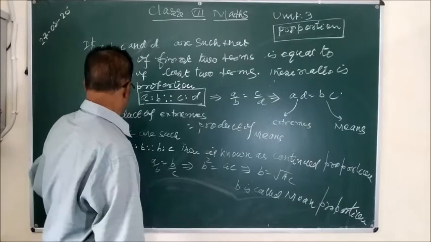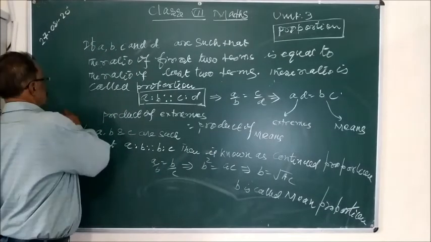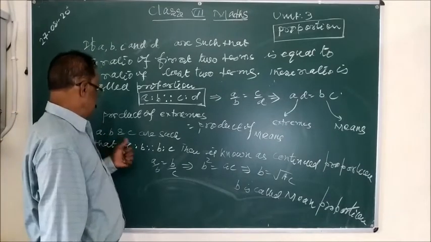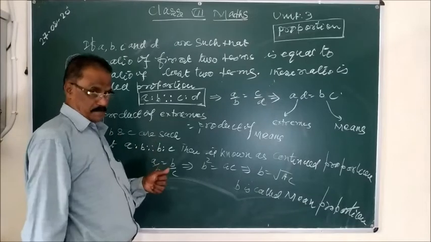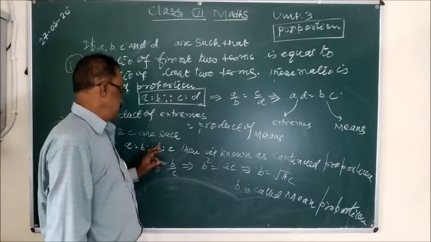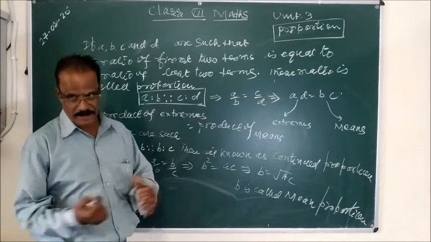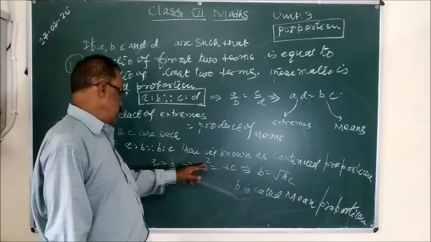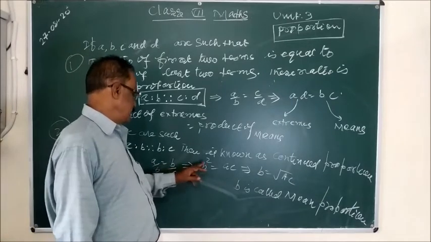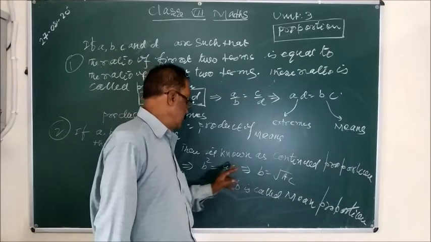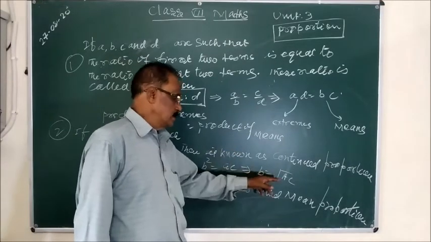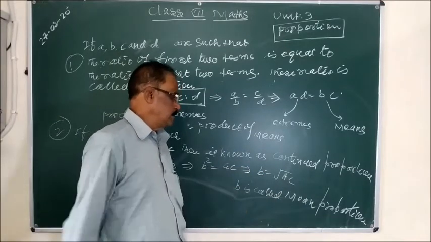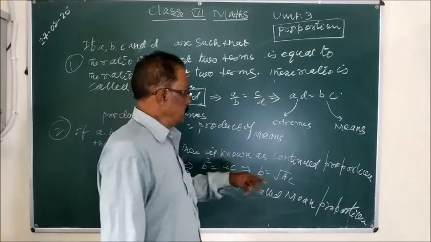And the second point is, suppose A, B and C are such that A is to B as B is to C. Then we can say A, B, C are in continued proportion. Again by transferring, B into B, B square is equal to AC. B is equal to square root of AC, so B is equal to under root AC. This B we call the mean proportion. This B is called mean proportion.